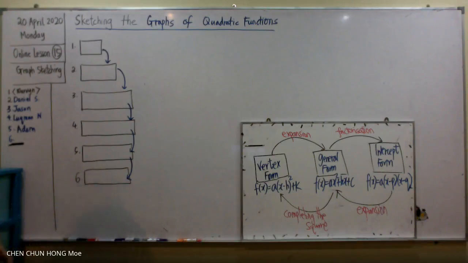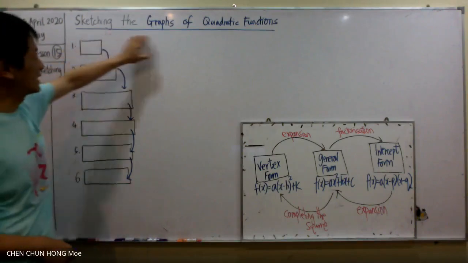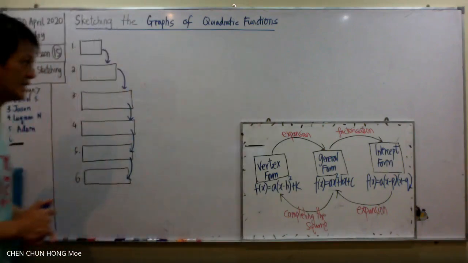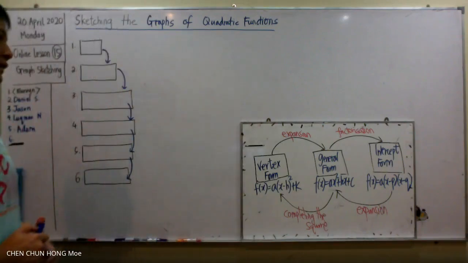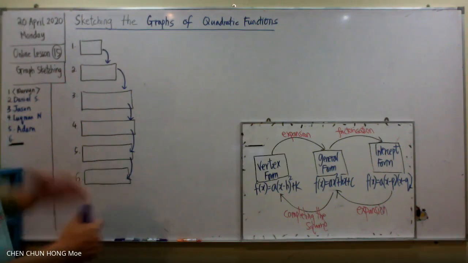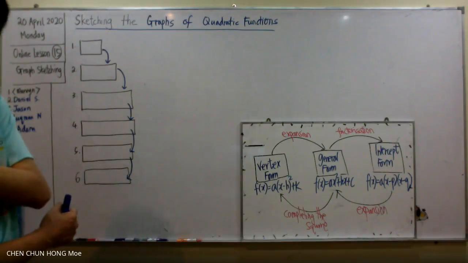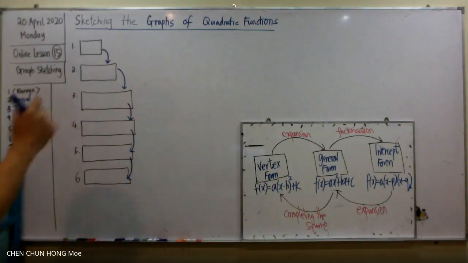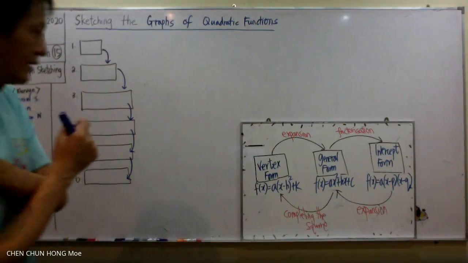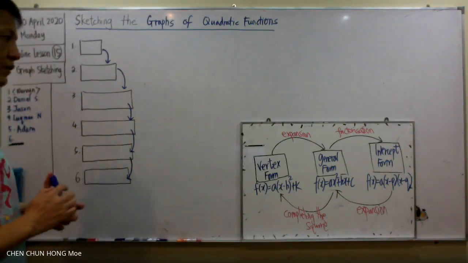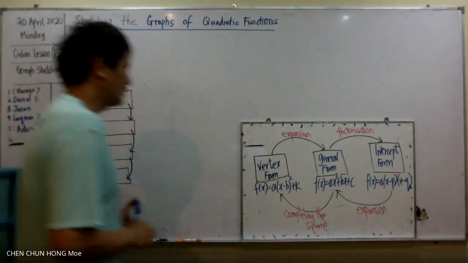Okay, today we're going to look at sketching the graphs of quadratic functions. We are going to learn how to sketch the graph if given a quadratic function. Not draw, sketch, meaning we don't actually have to build any table and so on. Just based on concept, we do a rough sketch, but putting all the important and necessary information on our sketch. Now we have one issue here.